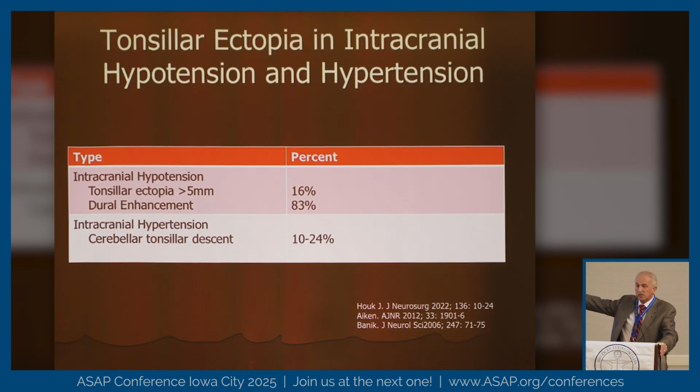But likewise, intracranial hypertension, about 10 to 24% of the time in 2 different studies, found tonsillar ectopia. So from a headache standpoint, those are probably the 2 diagnoses I think we need to make sure do not coexist. Otherwise, we may be doing a decompression for the wrong reason.